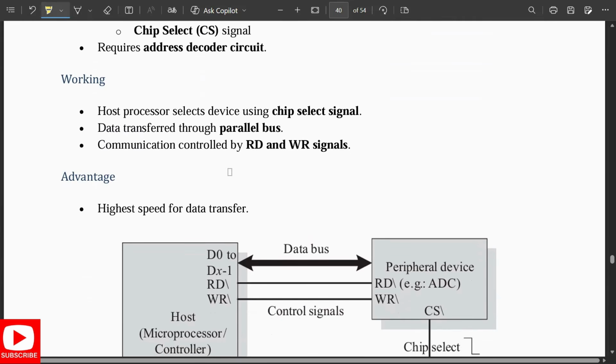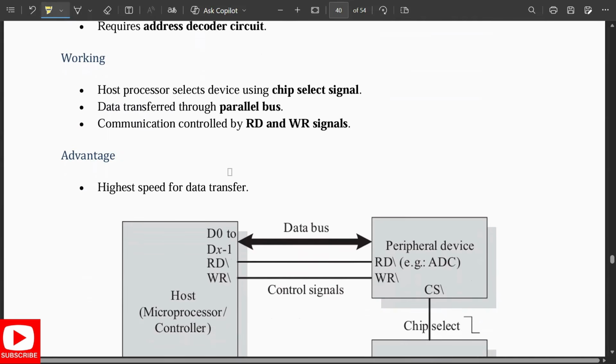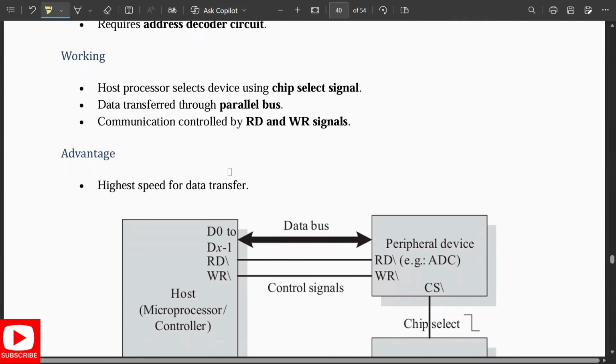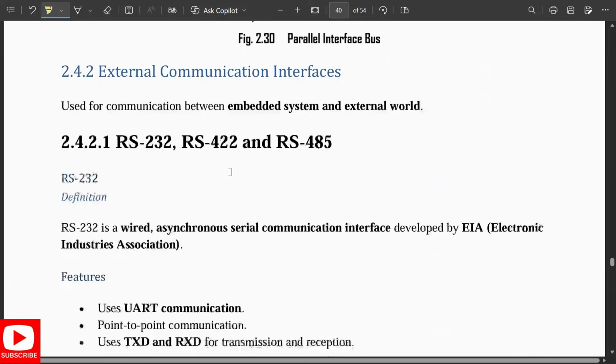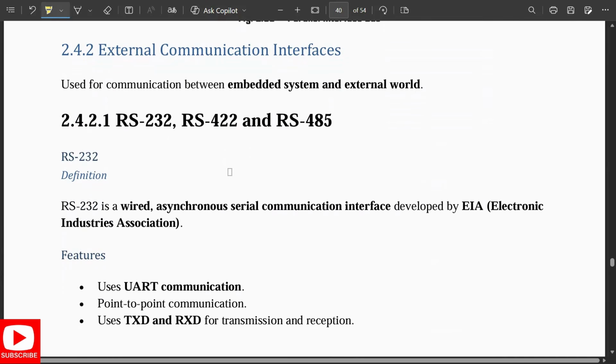So the host processor selects the device using the chip select signal. Data is transferred to the parallel bus and communication is controlled by the read or write signals. Then the external communication interfaces, that is RS-232, RS-422, and RS-485.